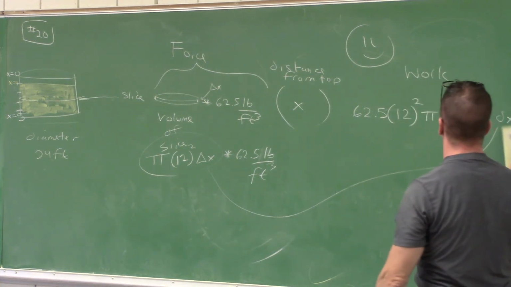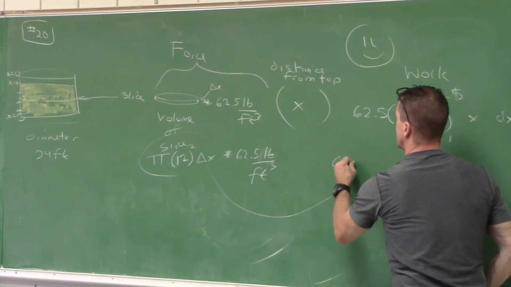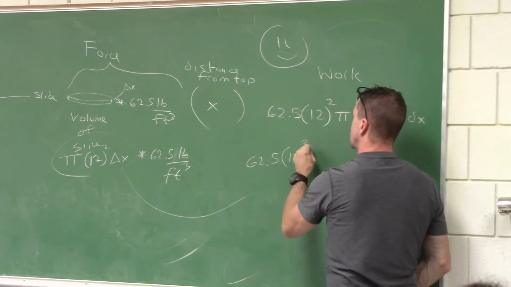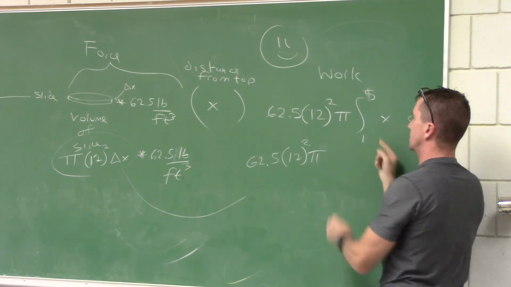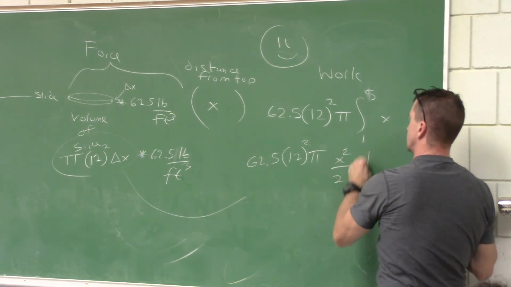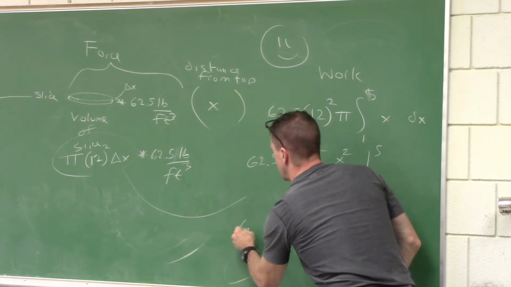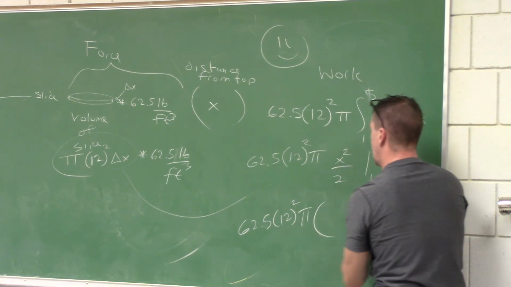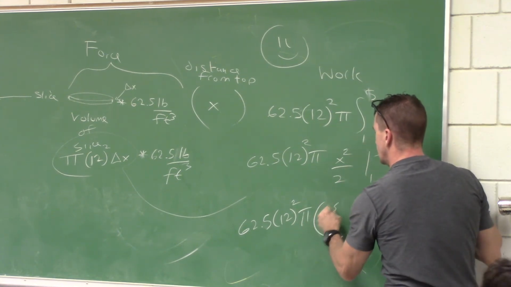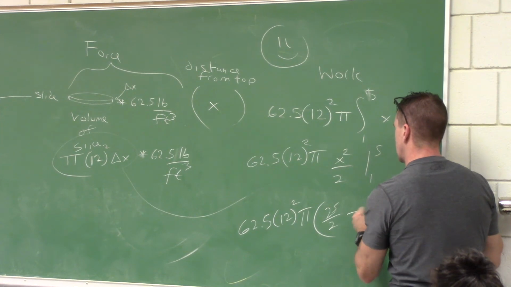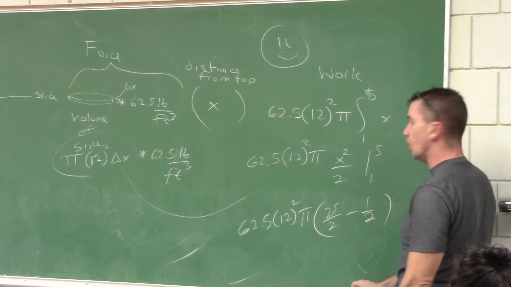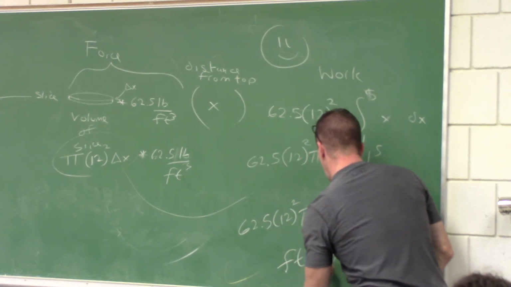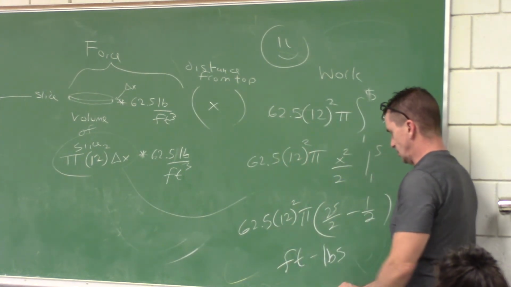Hey, just to finish this out, I don't know what 62.5 times 12 squared is, times a pi, but I knew the integral of x is just what? X squared over 2. You just got to go from 1 to 5. So this would be my answer, 62.5 times 12 squared times a pi times 25 over 2 minus 1 over 2. Whatever that comes out to be. Oh, and what's the units? Pounds. Foot-pounds. You want to leave this in terms of pi?